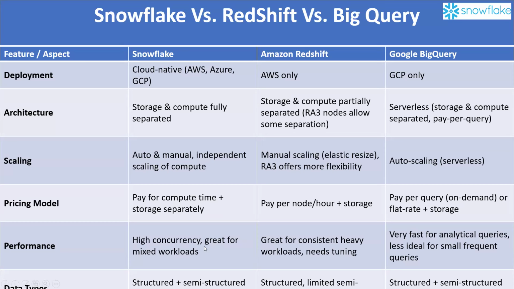Performance is so high because it is working on your mixed workload. If you're running one or two queries, that is okay. But if you have so many concurrent users logged into the system and they are querying some data at the same time, it won't hamper performance. Why? Because at the same time it increases your compute, so you need not worry about it. But in other software or data warehouses, you need to tune the queries separately.